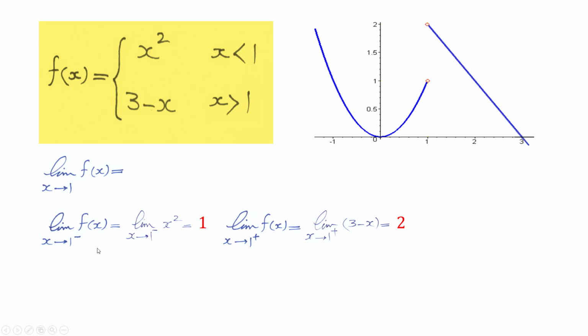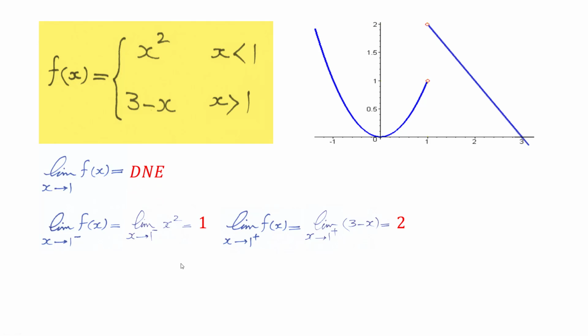In our question, the left limit of our function is equal to 1. The right limit of the function is equal to 2. And because these values are not equal, the limit of the function does not exist.